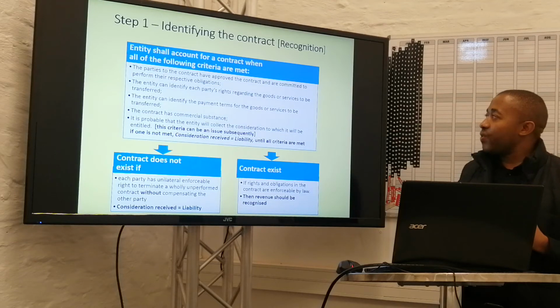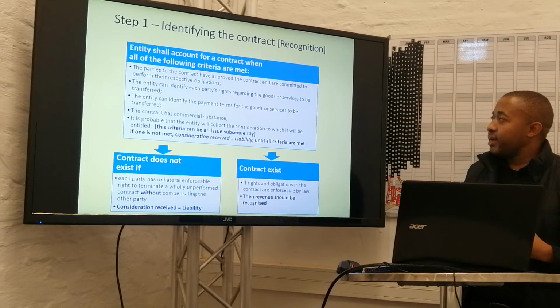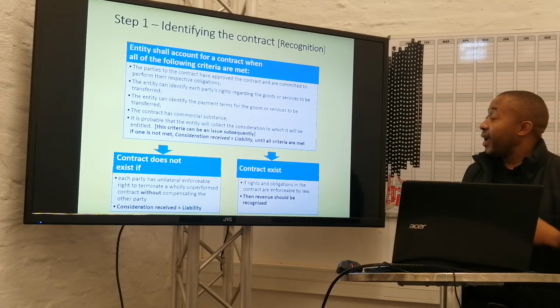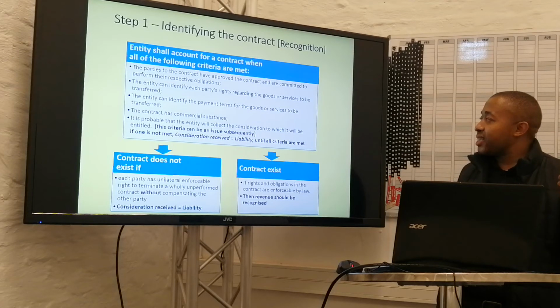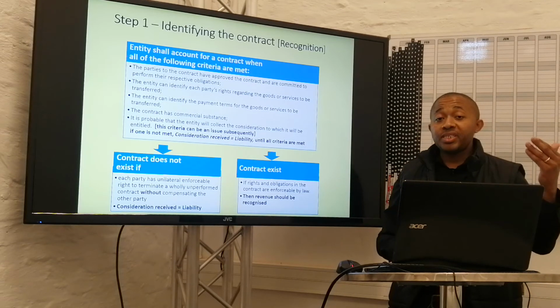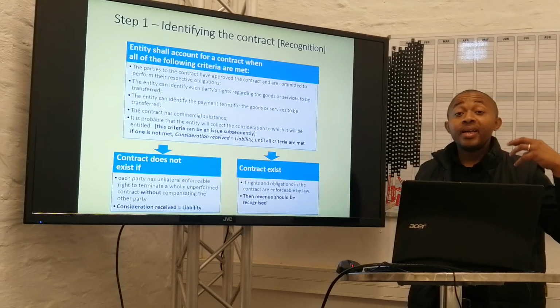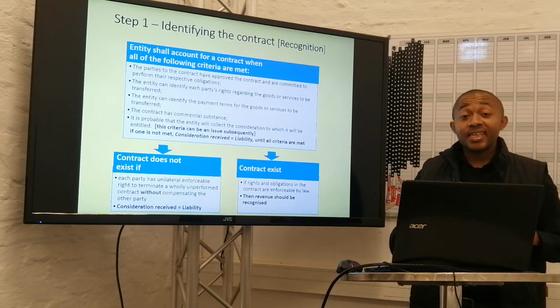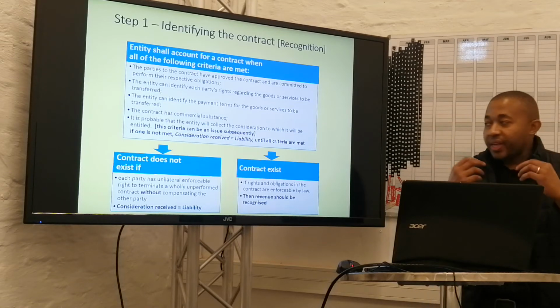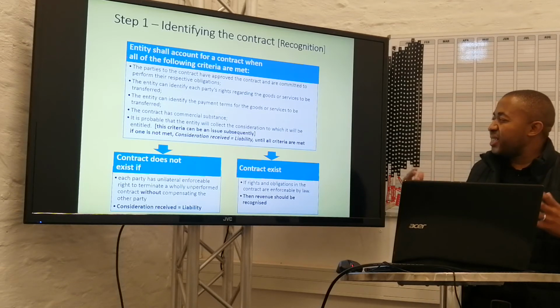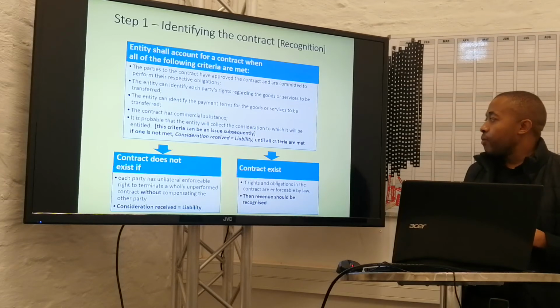An entity shall account for a contract when all the following criteria are met. The parties to the contract have approved the contract and they are committed to their respective obligations. The entity can identify each party's rights regarding goods and services to be transferred. The entity can identify the payment terms for goods and services to be transferred. The contract has commercial substance. Remember, a customer agrees to receive these goods and services in exchange for a consideration. And it is probable that the entity will collect the consideration to which it is entitled.